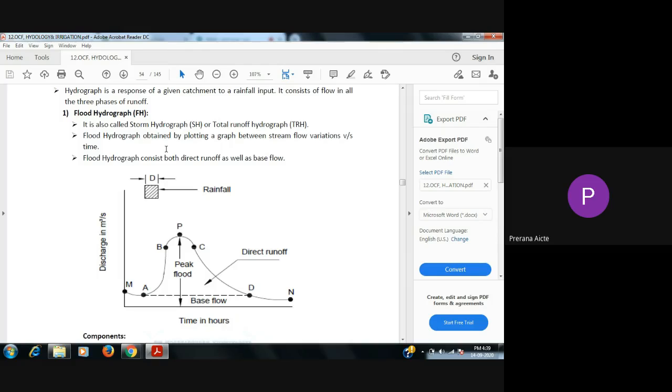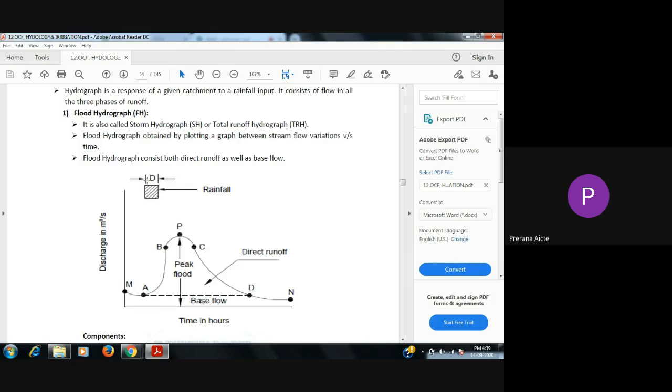The flood hydrograph is obtained by plotting the graph between stream flow variation versus time. The flood hydrograph consists of both direct runoff as well as base flow. What is direct runoff? Surface runoff and subsurface runoff. So let us see this simple diagram.